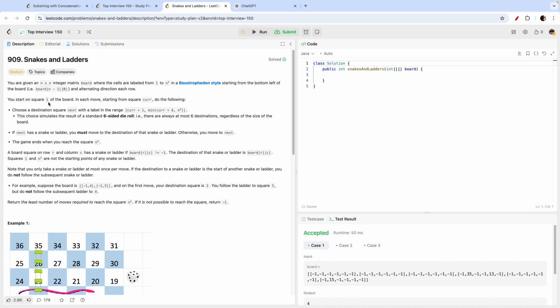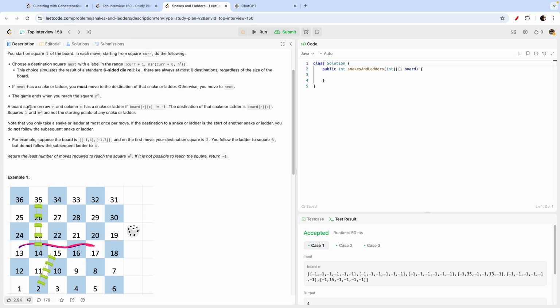You start on square 1 of the board. In each move, starting from the square curr, do the following. Choose a destination square next with a label in the range curr + 1 to min(curr + 6, n squared). The choice simulates the result of a standard 6-sided die roll. There are always at most 6 destinations regardless of the size of the board. If next has a snake or ladder, you must move to the destination of that snake or ladder, otherwise you move to next. The game ends when you reach the square n squared.